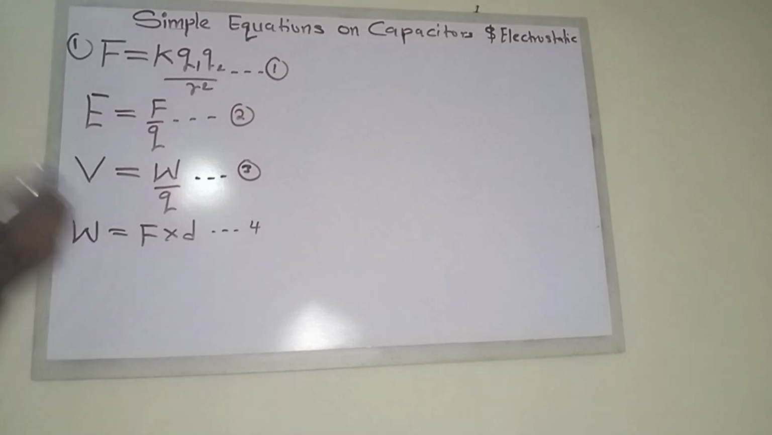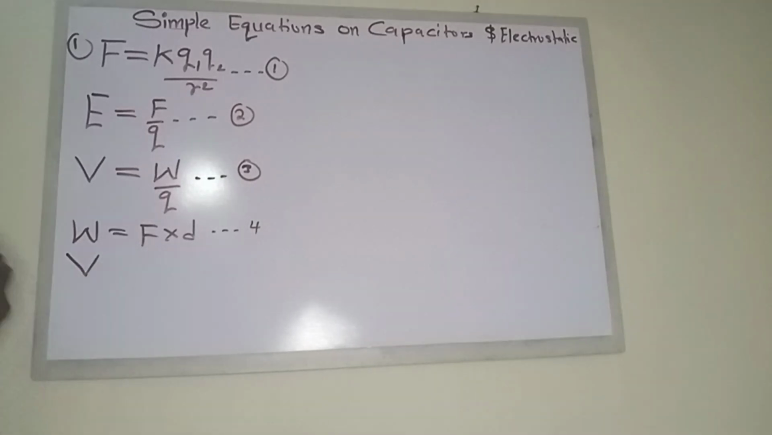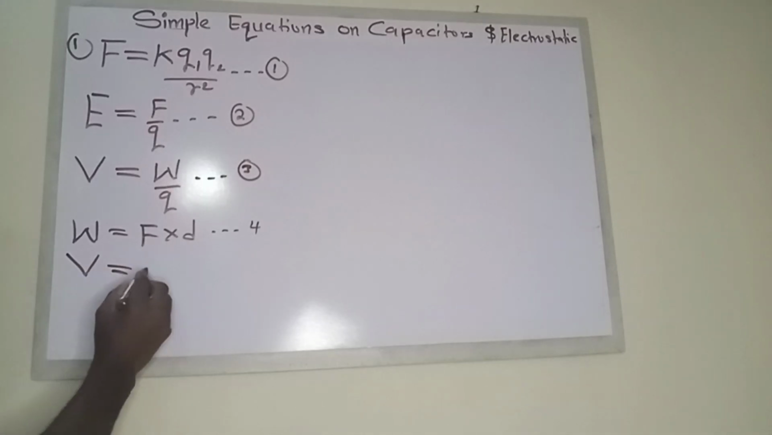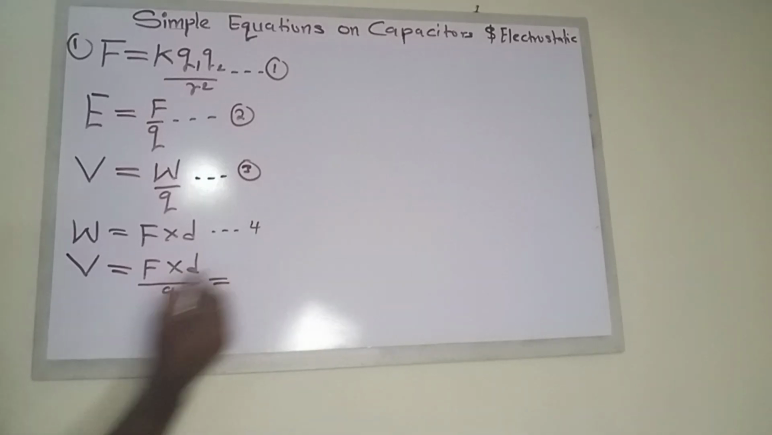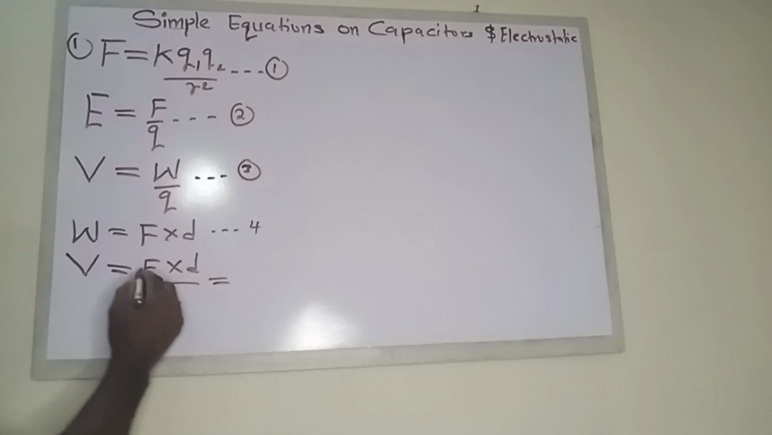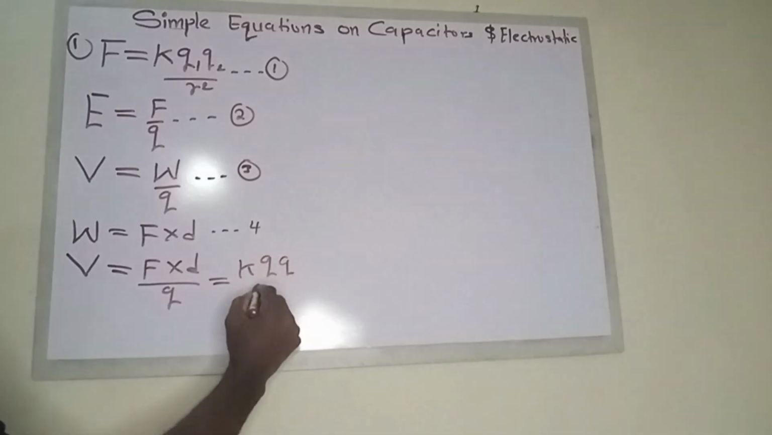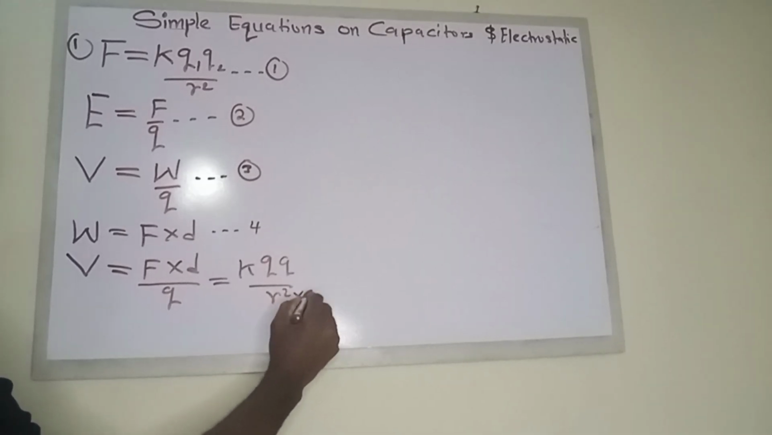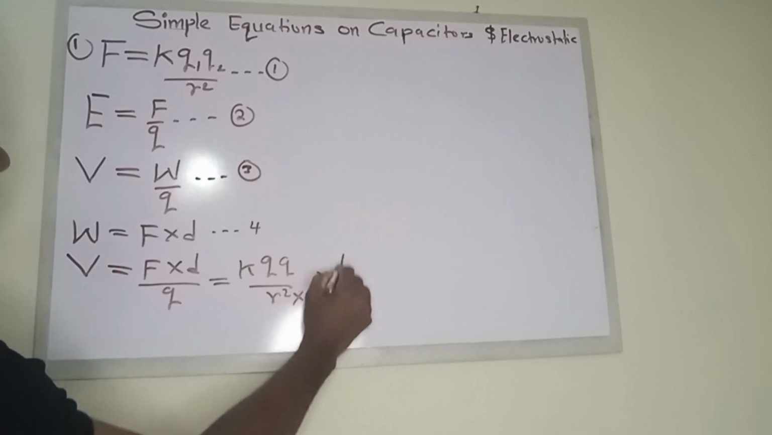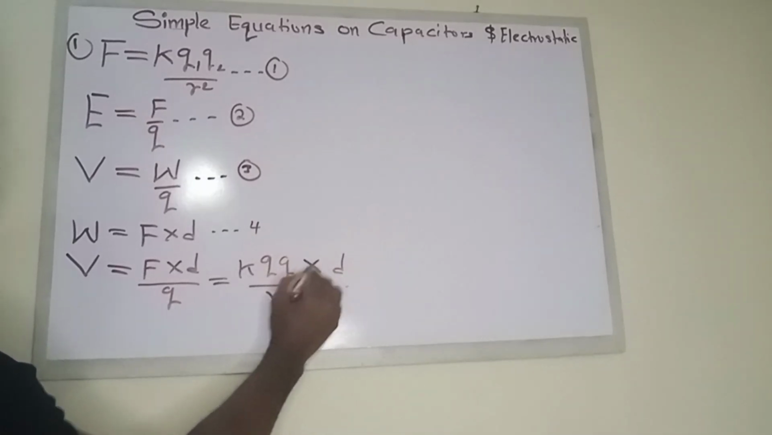So therefore, let's fix this in equation 3: the potential is equal to force times distance all over Q. And if we expand it more, we can also have our force, which is KQ over R squared, multiplied by Q times D. Multiplied by D. Yes, I believe we got it.